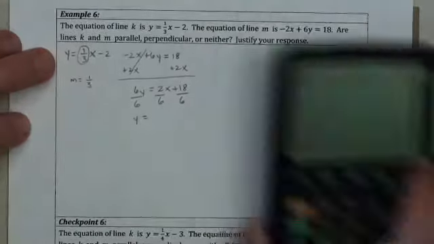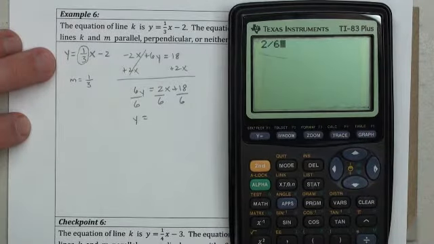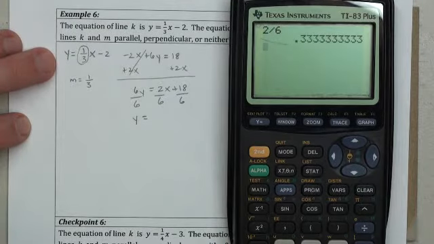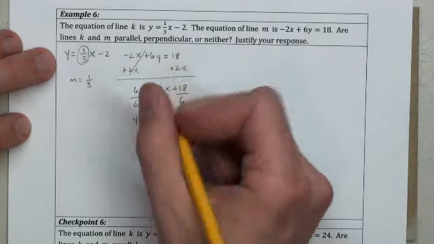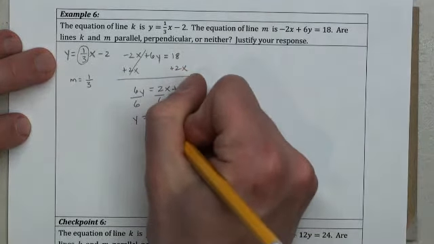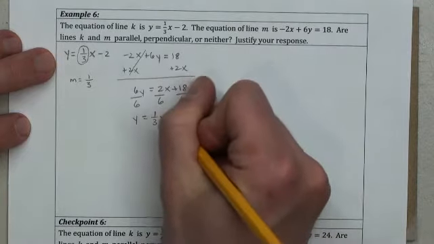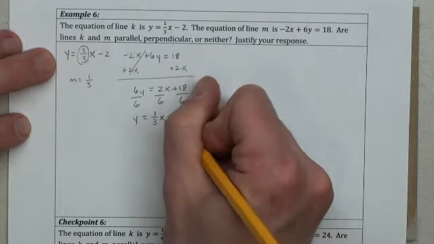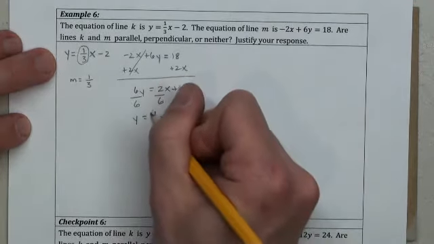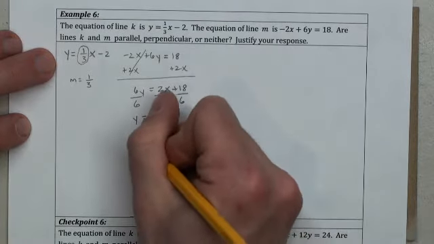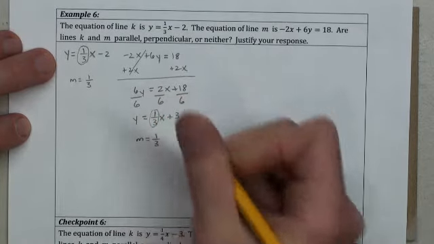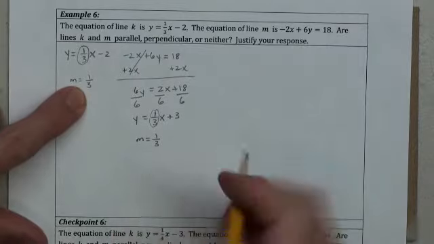Y equals, let's do that trick. 2 divided by 6, enter, math, enter, enter, 1/3. So 2/6 is the same thing as 1/3 x plus, if you did 18 divided by 6, you would get 3. So here's the slope in this one. M is 1/3. Look, the slopes are equal.